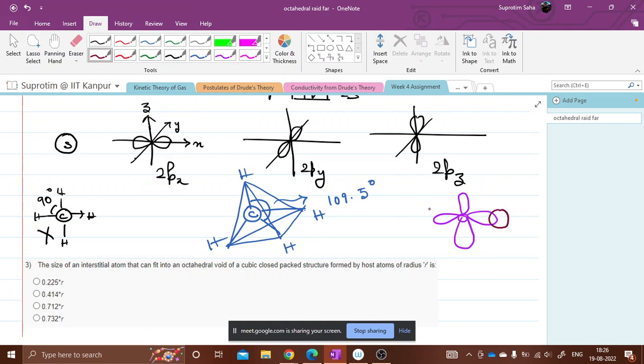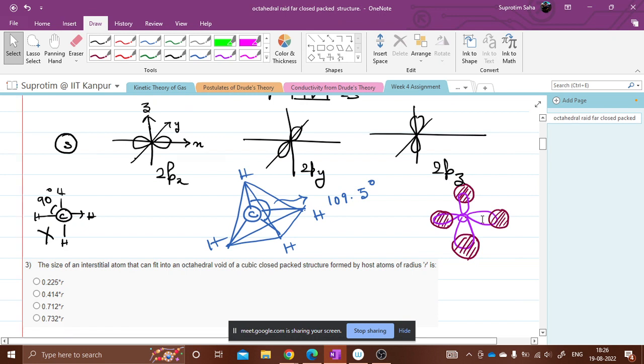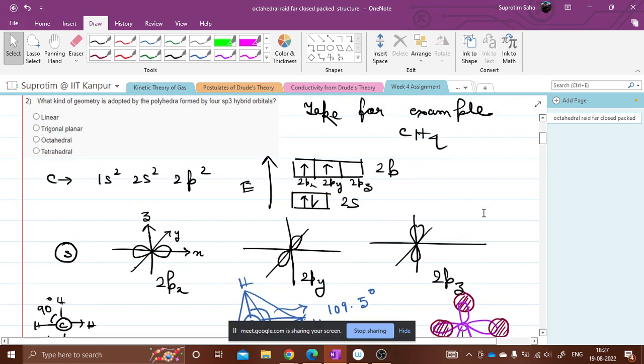So this is direct overlap of atomic orbitals. This is this, and this is this also. Complete overlap. The carbon atom is at the center, and there is overlap of the orbitals between the carbon and the hydrogen, with Px, Py, and Pz overlapping with the hydrogen atoms. So this is the overlap of atomic orbitals, right? We assume the tetrahedral structure.